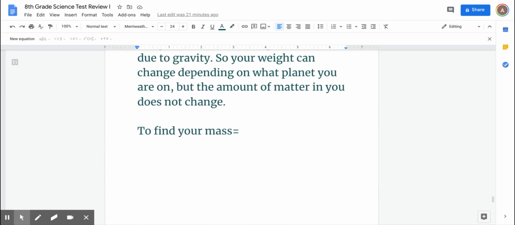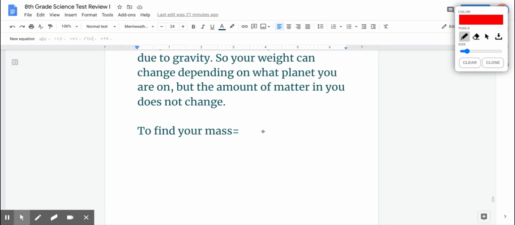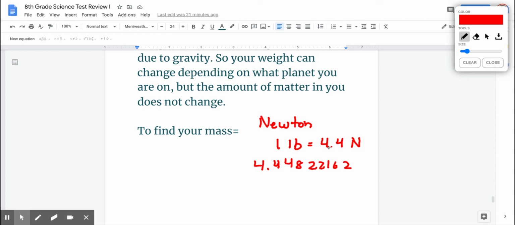Now, to find your mass, this is something we'll do later on in the year, but we tend to just use weight most of the time when we're in classrooms. What you need is to find your weight in newtons. Newton, from Isaac Newton, right? A newton is about a quarter of a pound, and one pound is about 4.4 newtons. It's actually more than that, it's a long number, 4.44822162 and so forth. But you just say about 4.4 newtons is one pound.